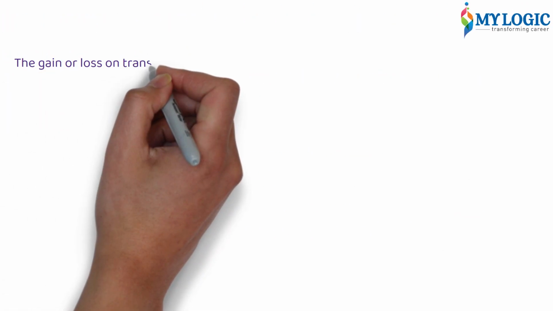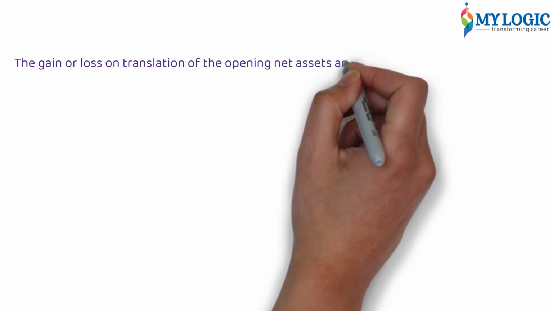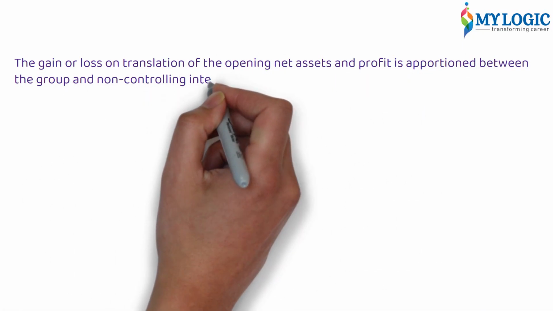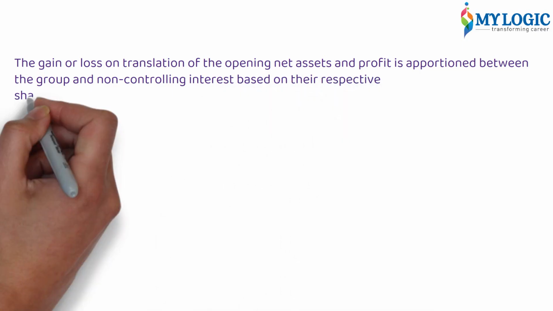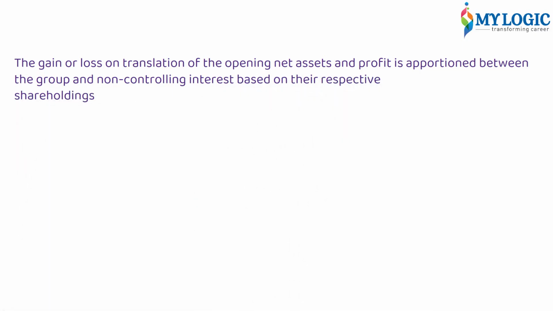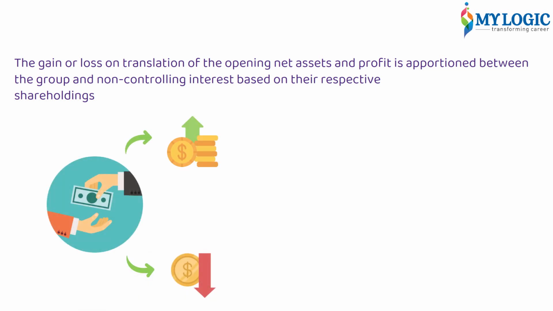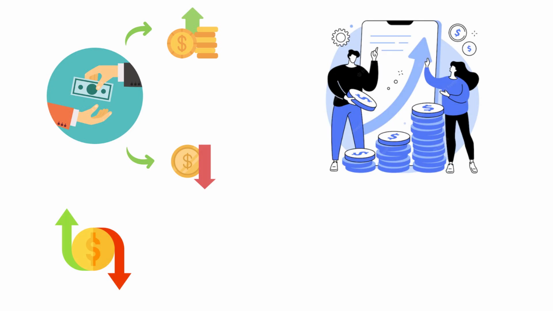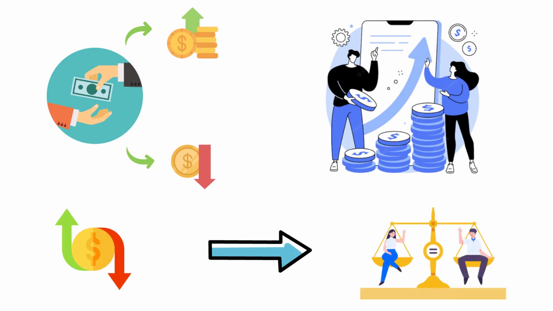The gain or loss on translation of the opening net assets and profit is apportioned between the group and non-controlling interest based on their respective shareholdings. The foreign exchange gain or loss on retranslation is taken to other comprehensive income. The gain or loss attributable to the group is held under translation reserve within equity.